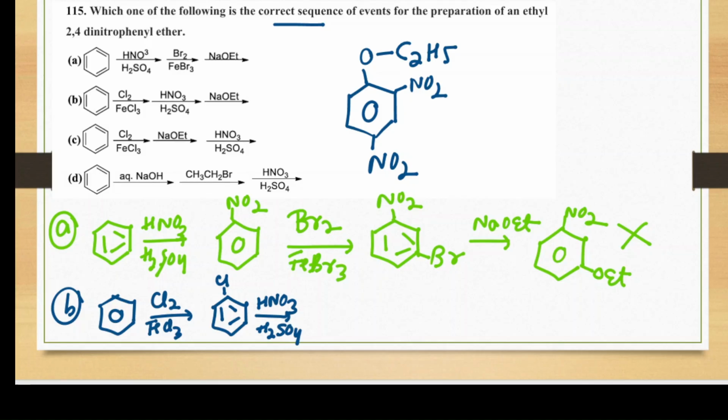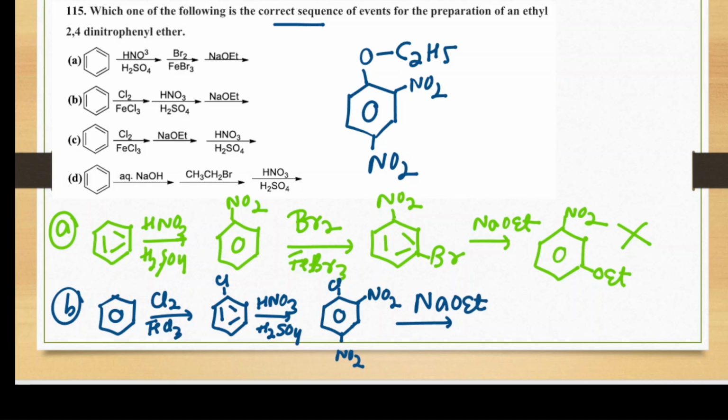So chlorine atoms, though it is electron withdrawing, are ortho-para directing in nature. So we will be getting this particular species here, with the chlorine at the ortho position as well as at the para position. The substitution will be done in this case. Next, treatment is done with NaOEt.